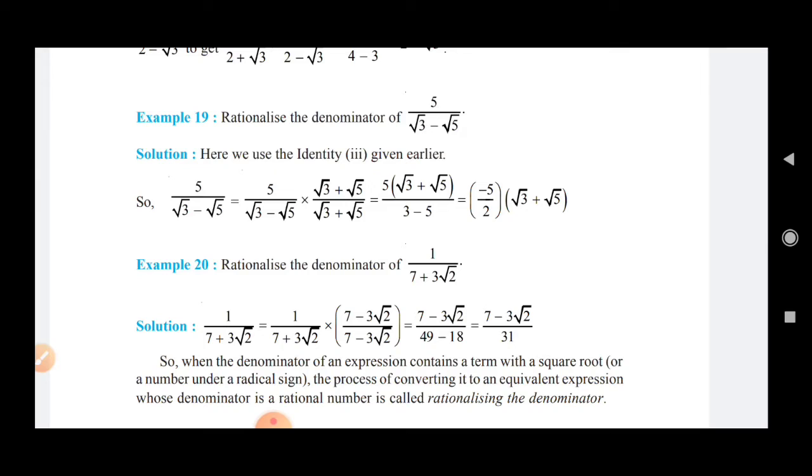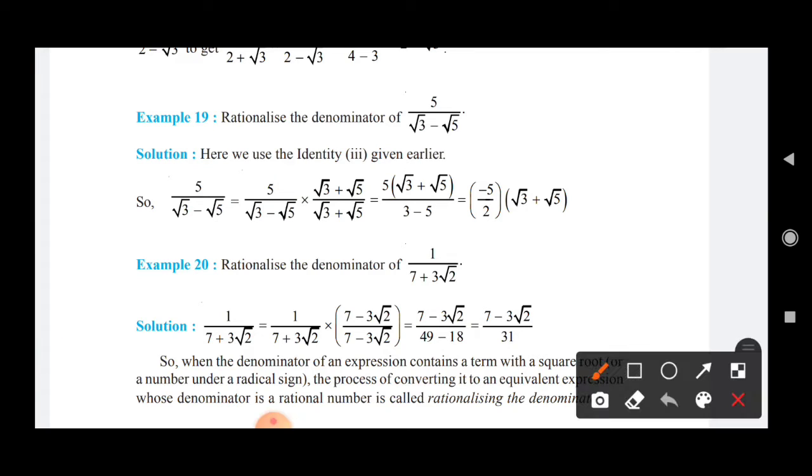In this class we are going to discuss the number system of class 9 mathematics. In the last class we discussed an exercise. Now in this class we are going to start exercise 1.5. Before moving on to the exercise, just look at this example 20.